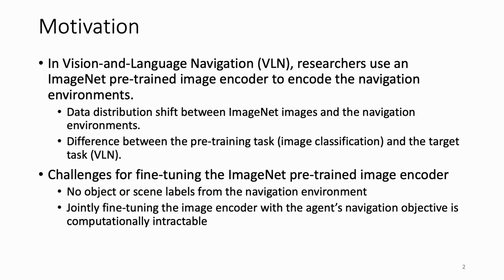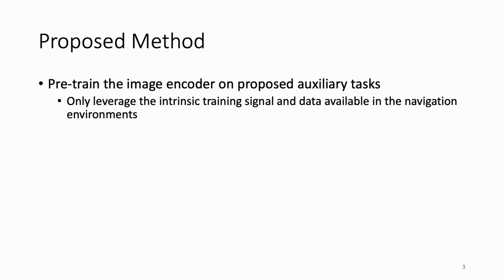One naive solution is to fine-tune the ImageNet pre-trained encoder on the navigation environment. However, there's typically no object or scene labels from the navigation environment for fine-tuning, and it's also computationally intractable to jointly fine-tune the image encoder with the agent's navigation objectives. Therefore, in this work, we propose a set of auxiliary tasks to pre-train the image encoder by only leveraging the intrinsic training signal and the data available in the navigation environments.